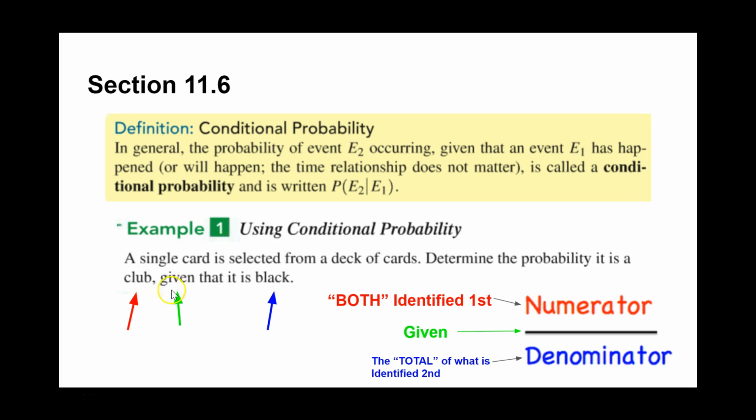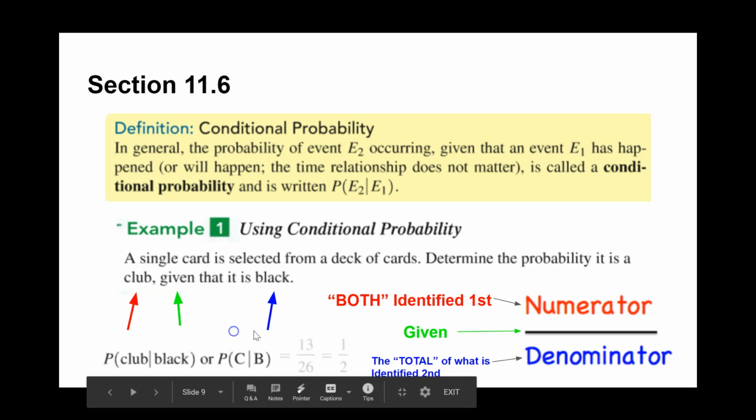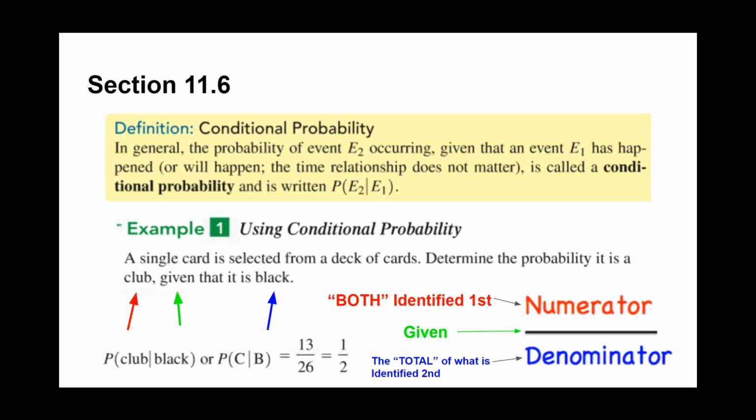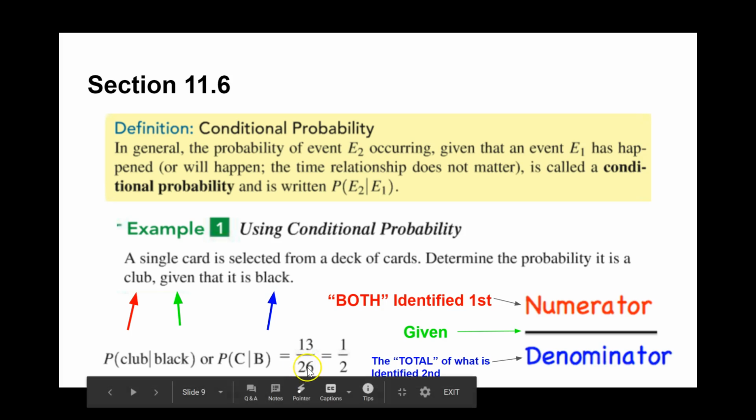So for club, how many blacks are there? Well, there are going to be 13 black clubs. If you think about our suits again, there are 13 in every suit, and for clubs there are 13. The part on the bottom, the second part of the problem, is the total of blacks. Remember, there are two suits that are black in a deck of cards, the clubs and the spades. There are 13 spades and 13 clubs. If we add them together, we get a total of 26. So 13 over 26 reduces down to 1 over 2.